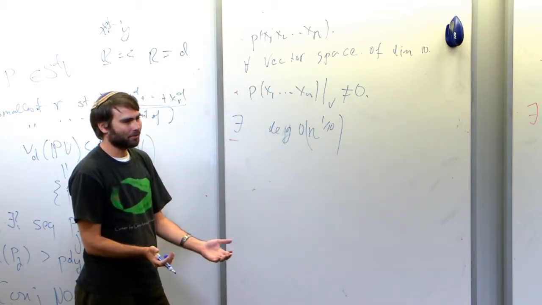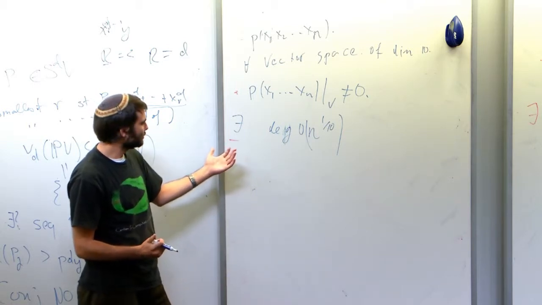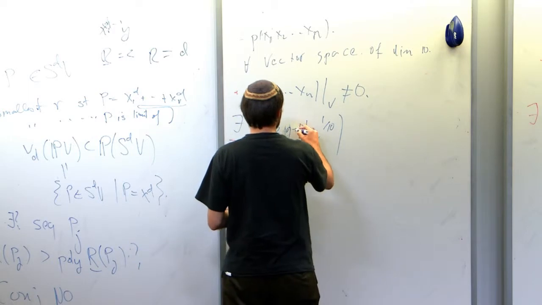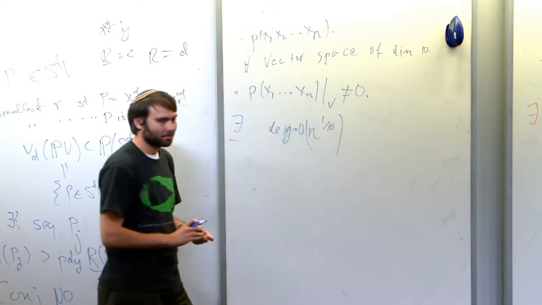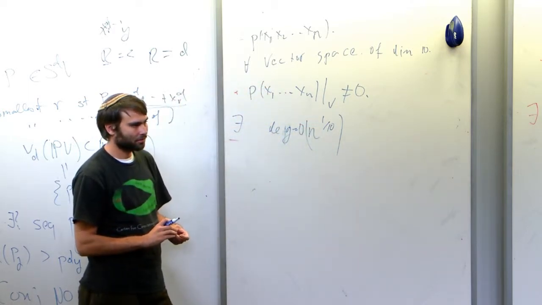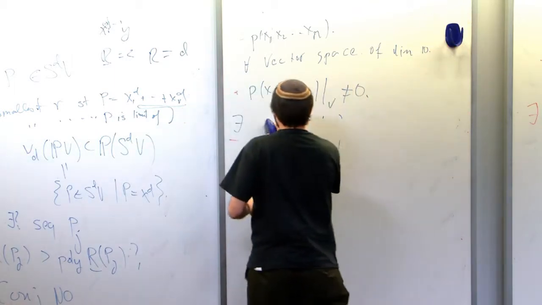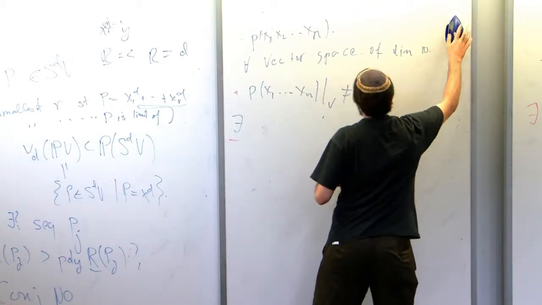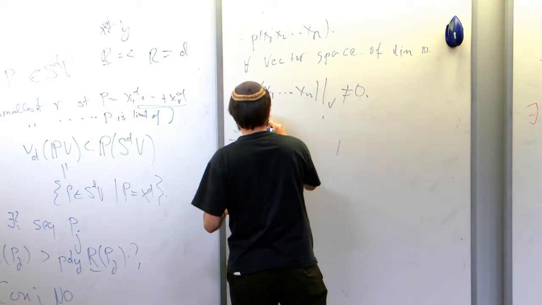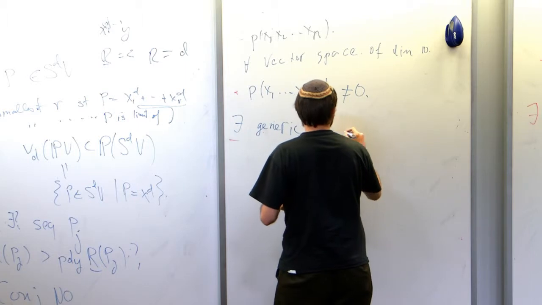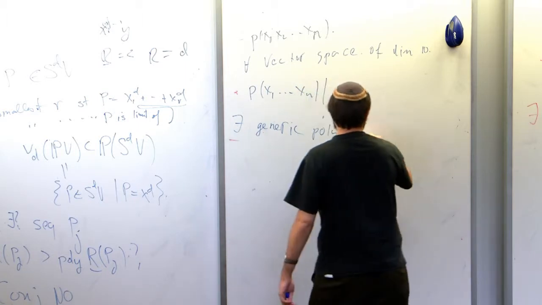Now, what did you write for the degree? Order n to the power 1 over 10? Yes. So I'm saying that the dimension argument says that a generic polynomial has this property.